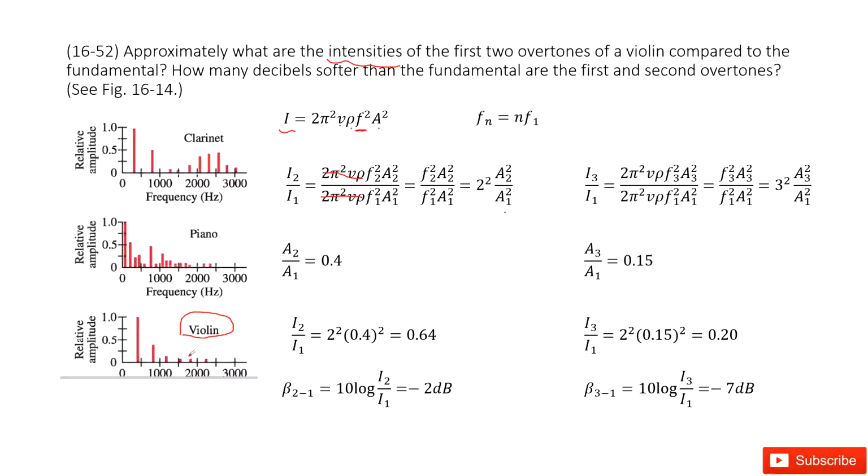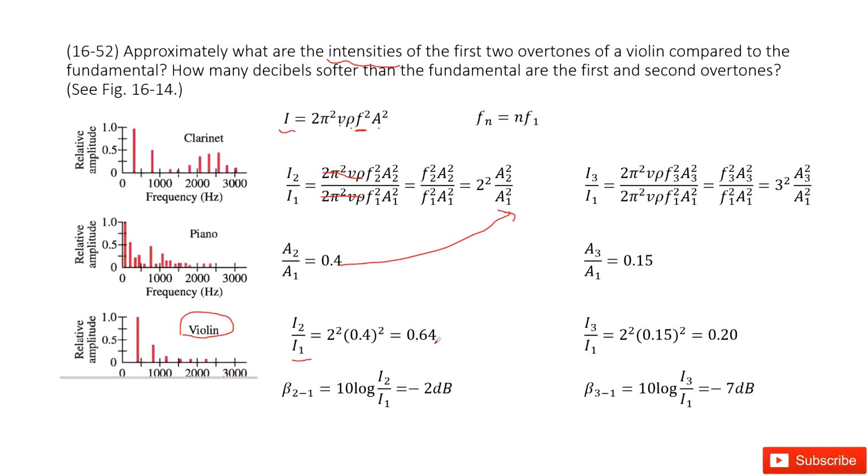We look at this picture. You can see this initially is 1, this is the fundamental, right? This part is called A2. How much? 0.4. So in this case, we get A2 over A1 equal to 0.4. Input it inside, and we get the intensity ratio. For I2 over I1, this is our first overtone with the fundamental, 0.64.